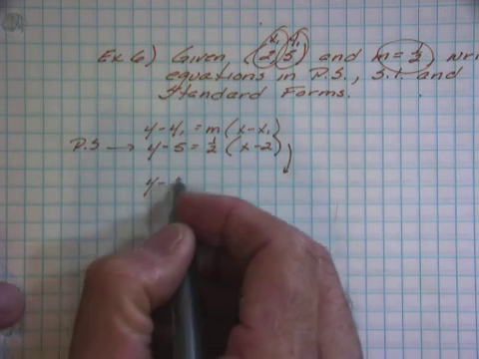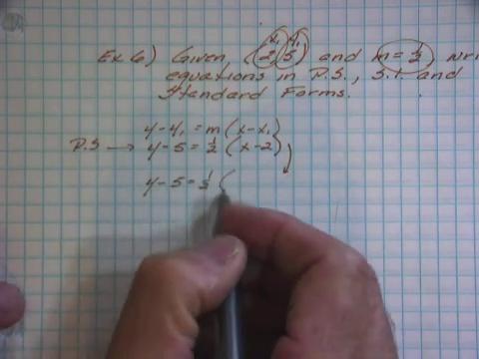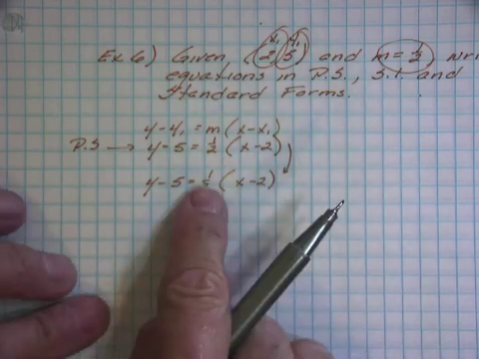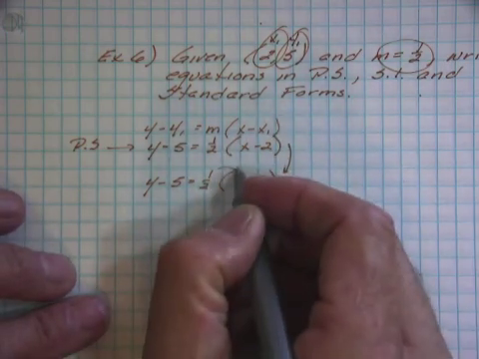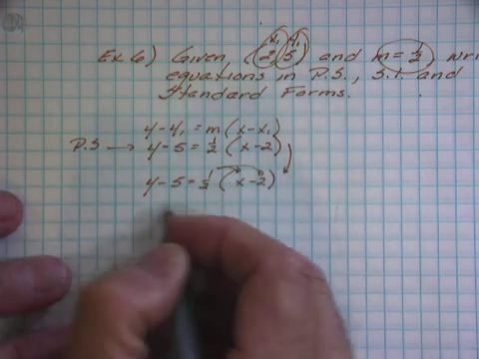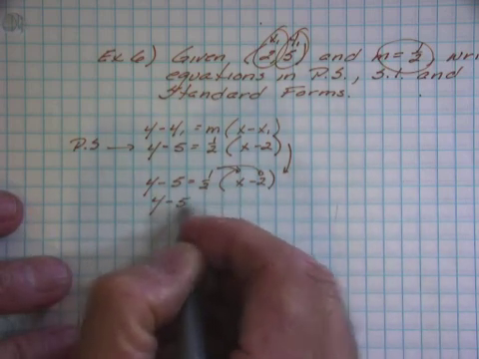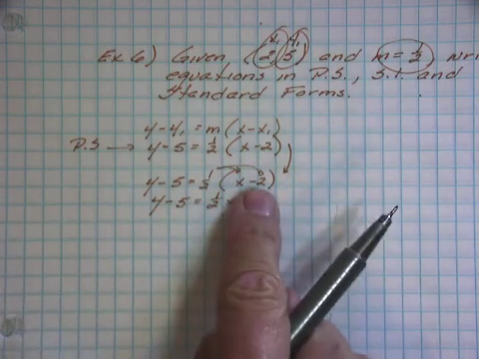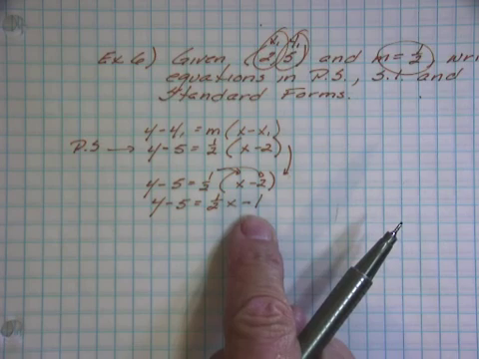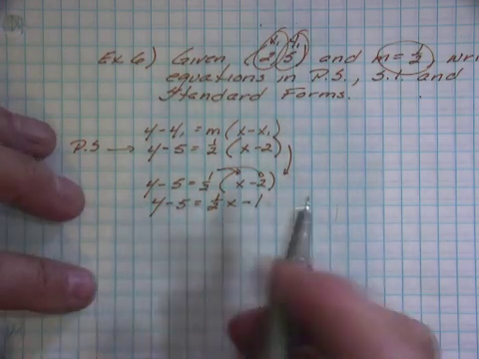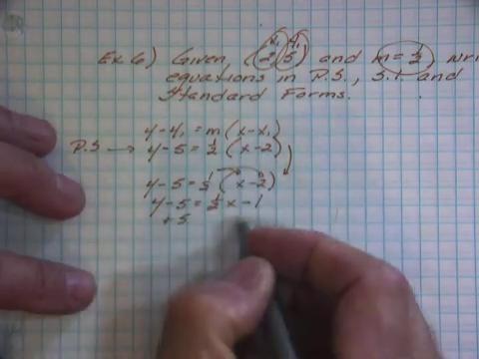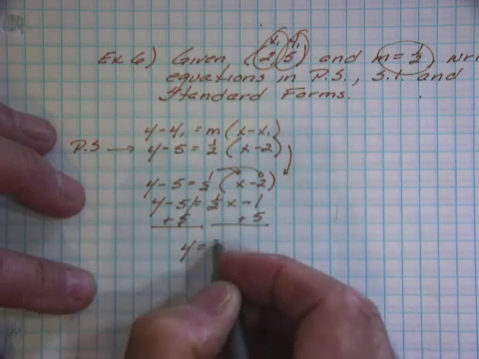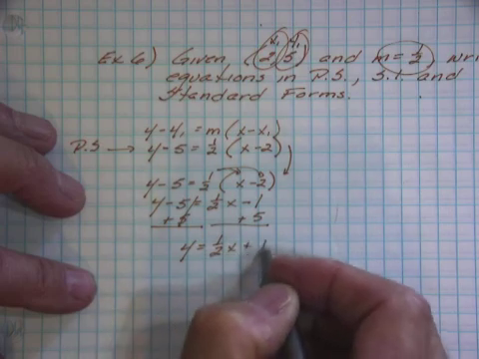Now it says go into slope intercept form, so we can do that. So I'm going to just rewrite the equation. I'm just going to drop it down, rewrite it. I've got y minus 5 equals 1/2 times x minus 2. All right? What I'm going to do now is distribute the 1/2 into the x and the 2. So I've got y minus 5 equals 1/2 x minus 1. 1/2 times negative 2 is minus 1.